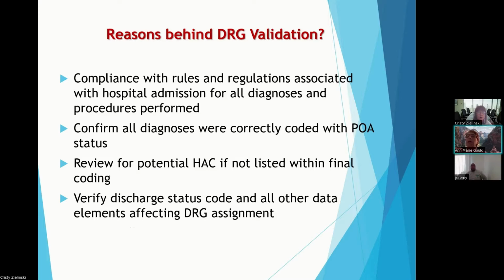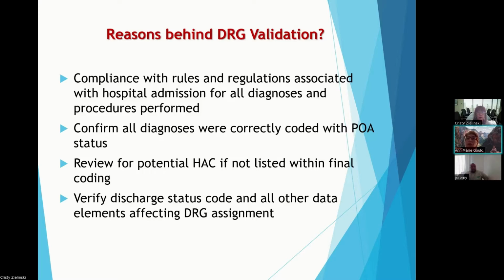So what are the reasons why we do DRG validations? Well, it's compliance, right, with rules and regulations associated with hospital admissions for all the diagnoses and procedures that were performed during that stay. We also confirm all diagnoses that they were correctly coded with POA status. Of course, that's our present on admission status, right? So that's really important. We want to make sure that we get all that accurate capture of POA and not POA. Review for potential HAC if not listed within final coding. And then verify discharge status code and all other data elements affecting DRG assignments.